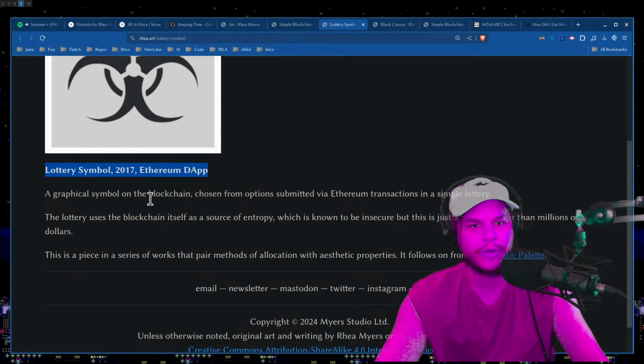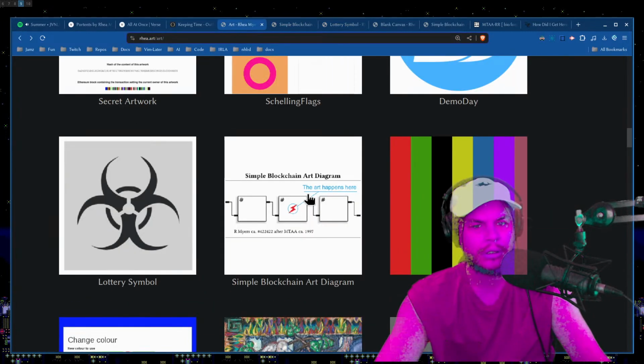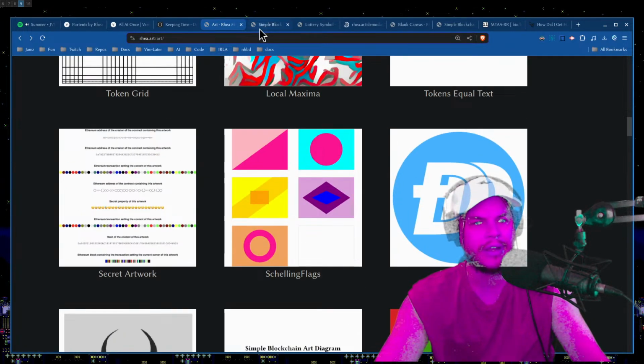You get to choose this graphical symbol on blockchain, but this one is actually using... It's more of a lottery. Because the lottery uses the blockchain itself as the source of entropy, but which can be insecure. Love, link that demo day. Ooh, shelling flags.